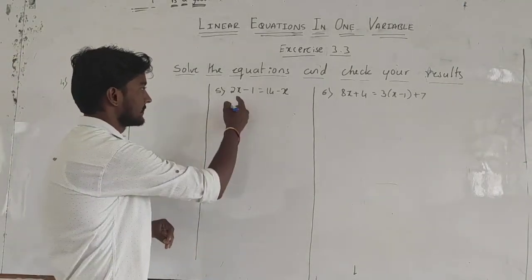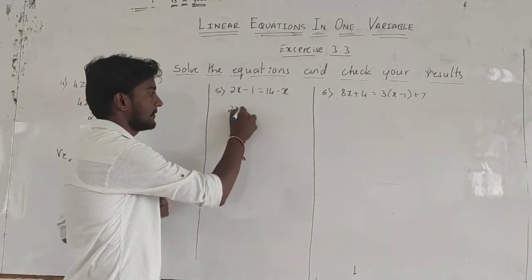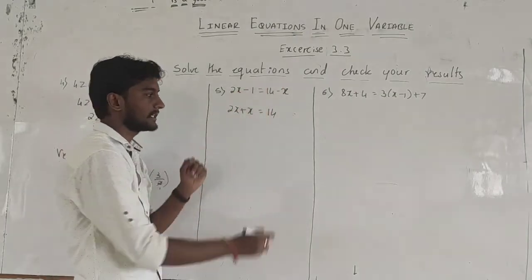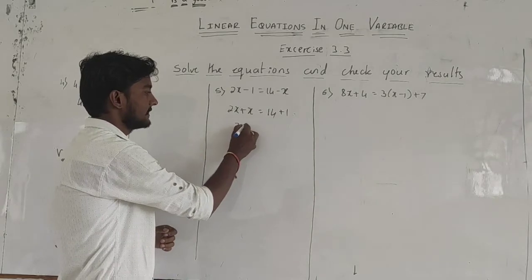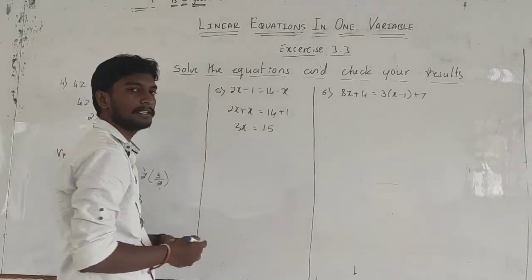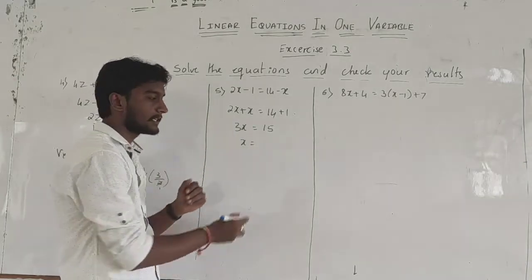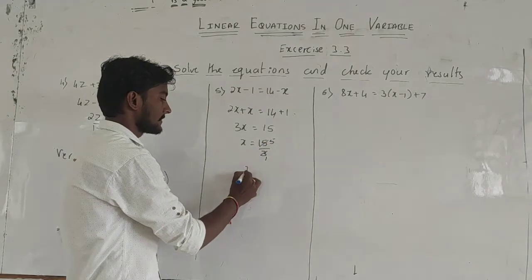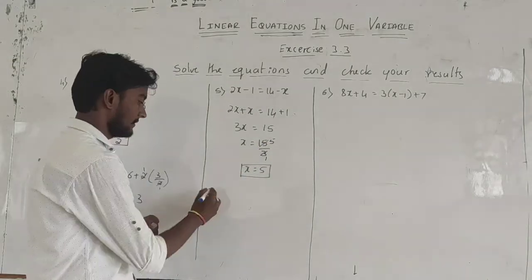Next, fifth one. 2x, and bring that minus x this side, plus x is equal to 14 as it is. Minus 1, if you take that side, plus 1. 2x plus x is 3x is equal to 14 plus 1 is 15. Therefore, x is equal to, into 3 if you take that side, divided by 3. 3 ones are 3, 3 5s are 15. X is equal to 5. And make the verification.